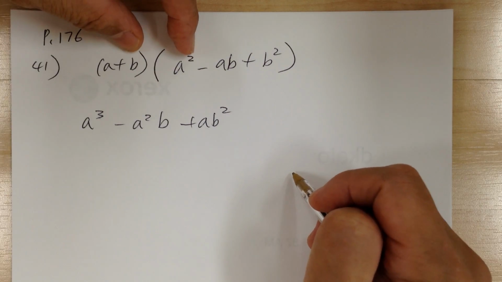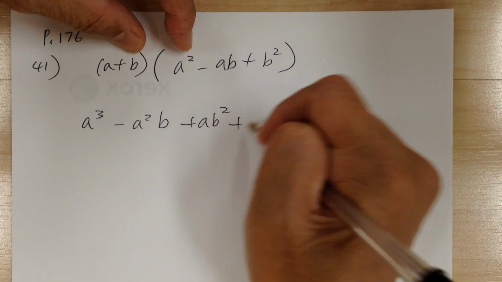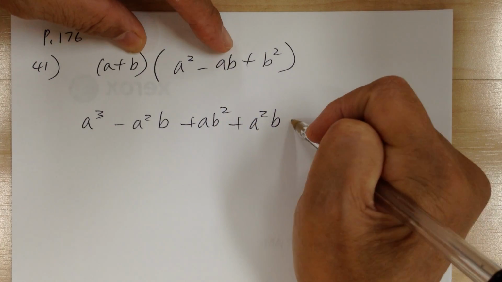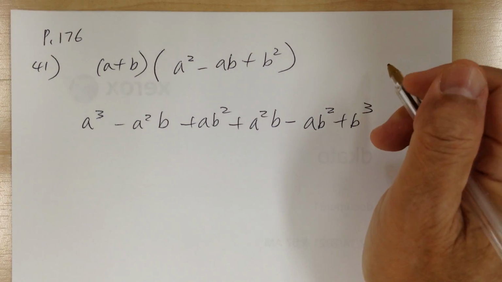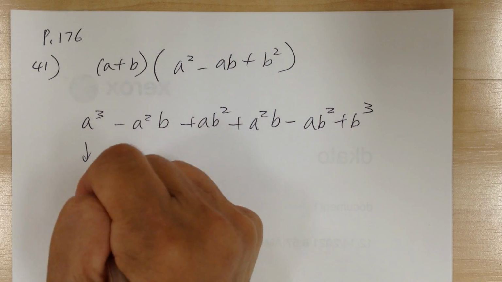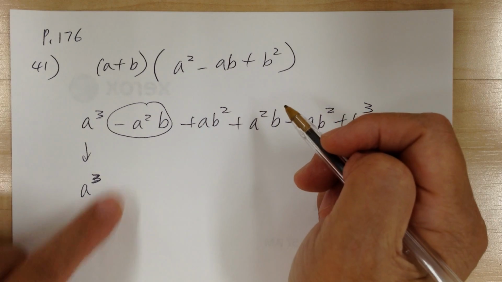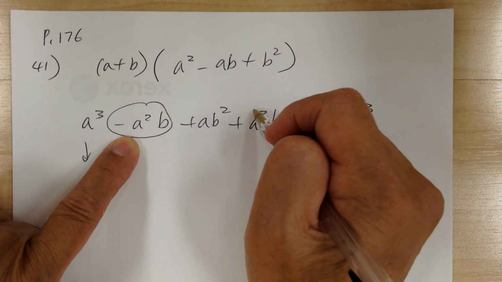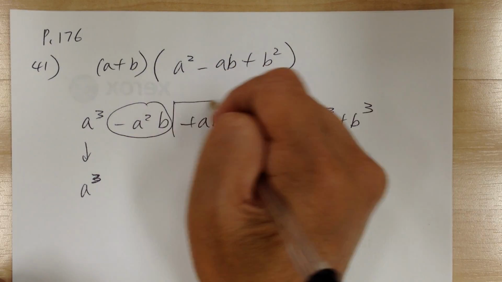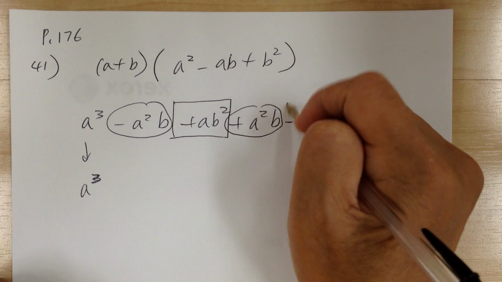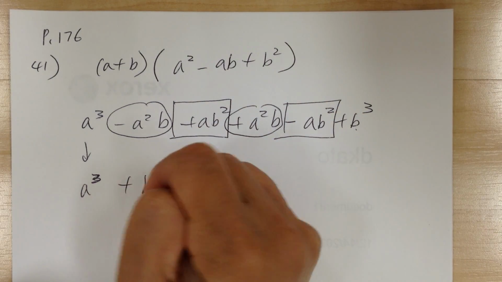Again, use your finger, it speeds things up, it helps you to visualize, it cuts down a lot of mistakes. So this will be plus a squared b minus ab squared plus b cubed. Okay, so this one just drops straight down. This is the cube. So minus a squared b plus a squared b cancel out. Okay, so they cancel out, that's nice. And ab squared minus ab squared cancel out. So the only thing left is plus b cubed.